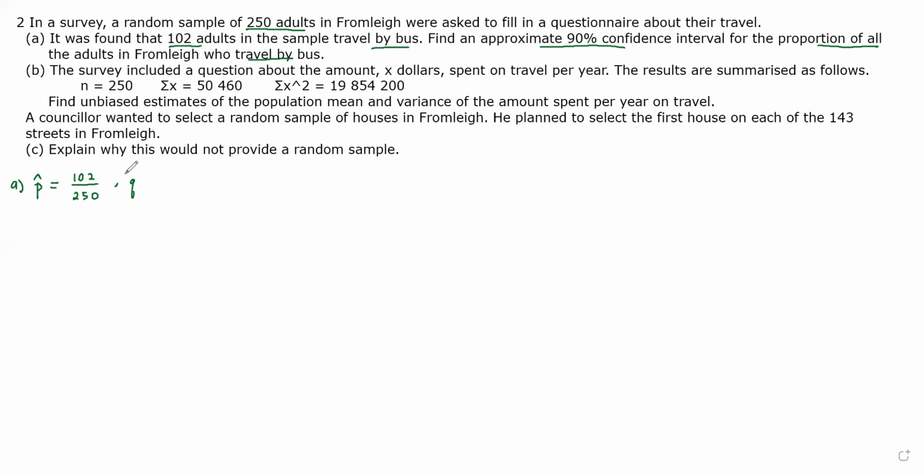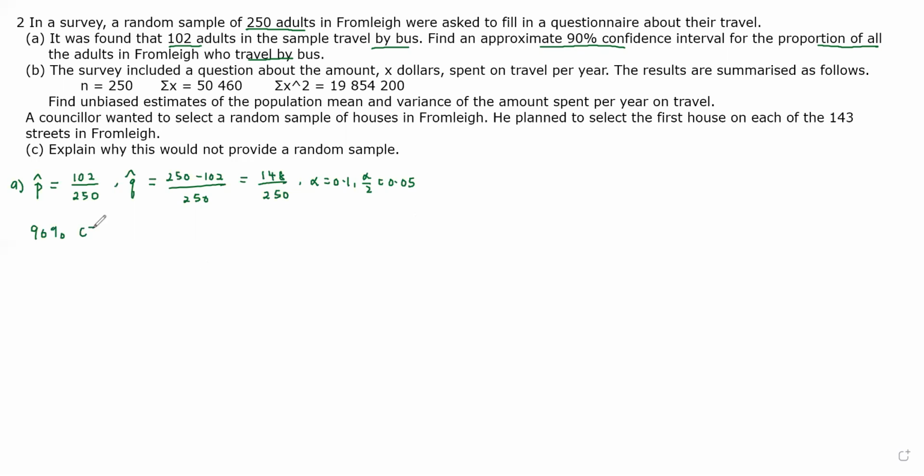And then the sample proportion of adults who do not travel by bus, that would be 250 minus 102 over 250. And that should give us a value of 148 over 250. We need to find a 90% confidence interval. Alpha is 0.1, then alpha over 2 is 0.05.